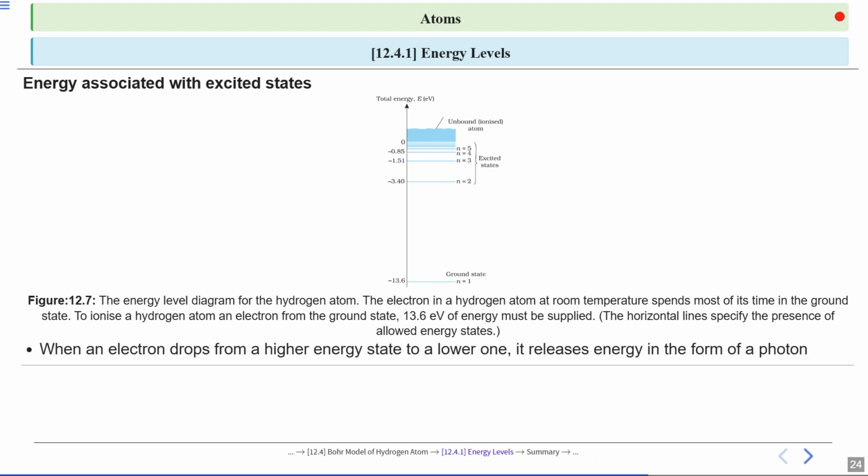So let's discuss what happens when an electron moves between these energy levels. When an electron drops from a higher energy state to a lower one, it releases energy as a photon, which is a particle of light. The amount of energy released matches the difference between the two energy levels.